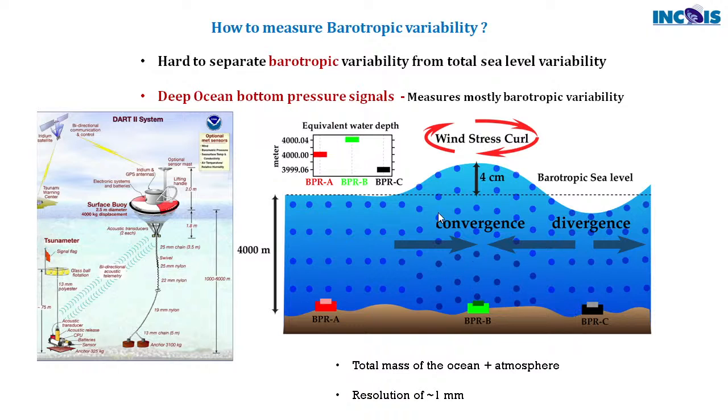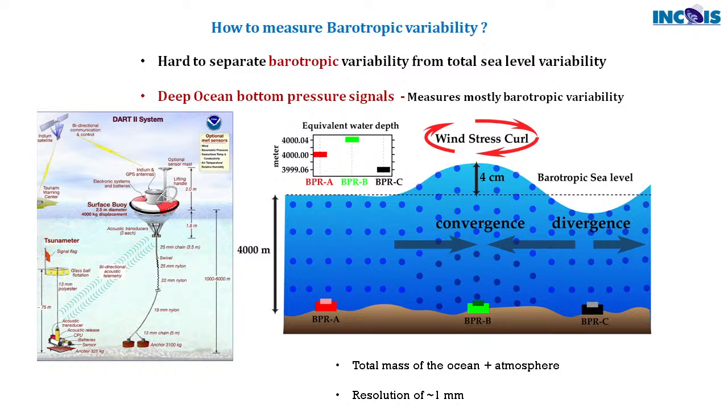And when we have a convergence of water at a location which has a sea level change of 4 centimeters, the bottom pressure measures it and converts the values into an equivalent water depth. You can see it here, water depth, around 4,000 meters of water column, equivalent to 4 kilometers. So the variability is very small. You can see 4 centimeters of variability only is happening. And these bottom pressure recorders are so accurate that they can measure as small as 1 millimeter variability in sea level.